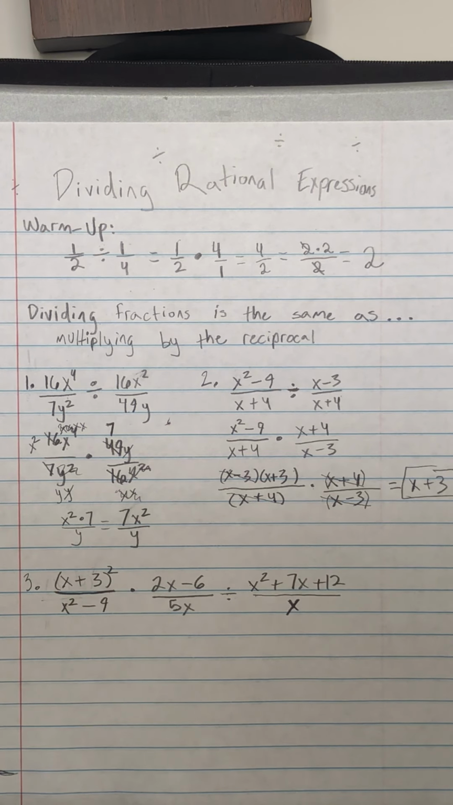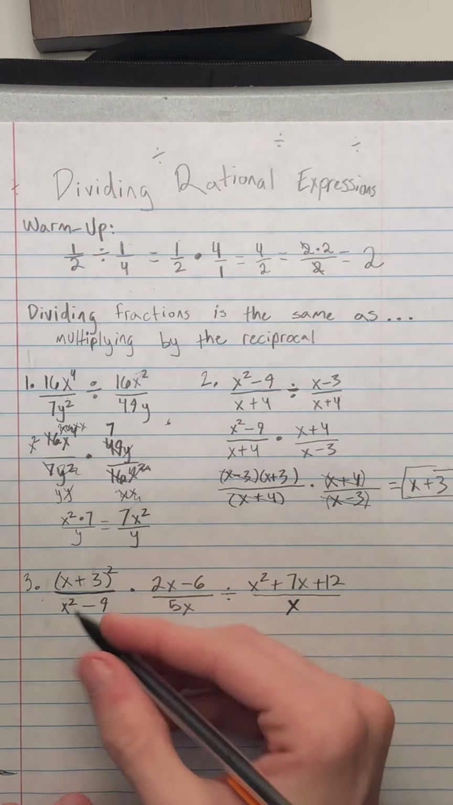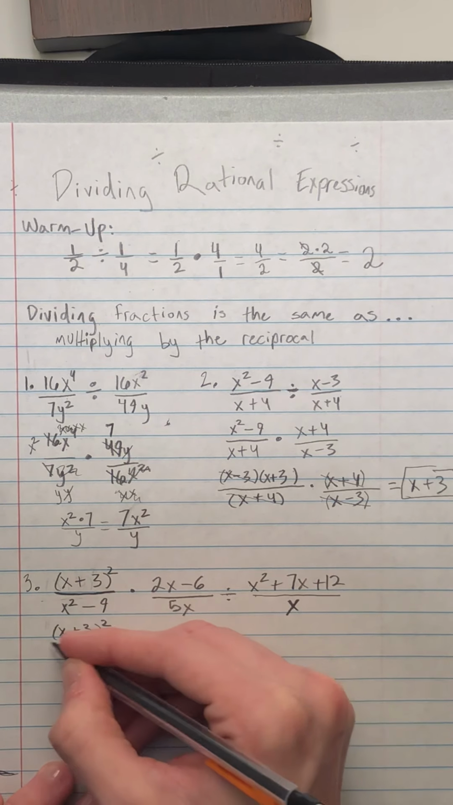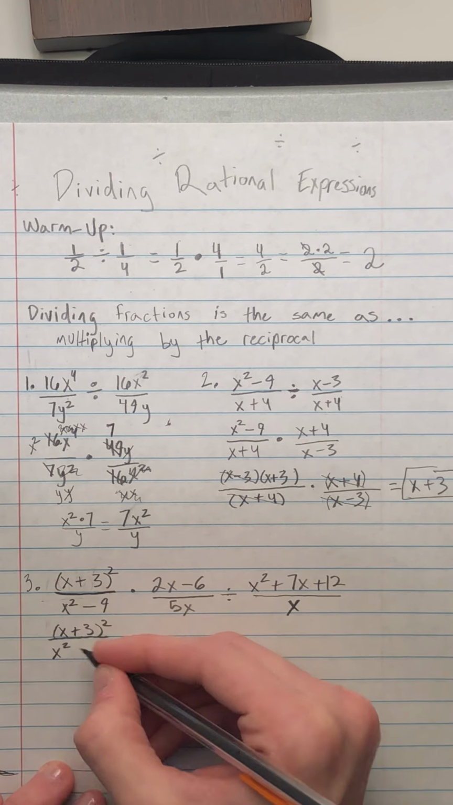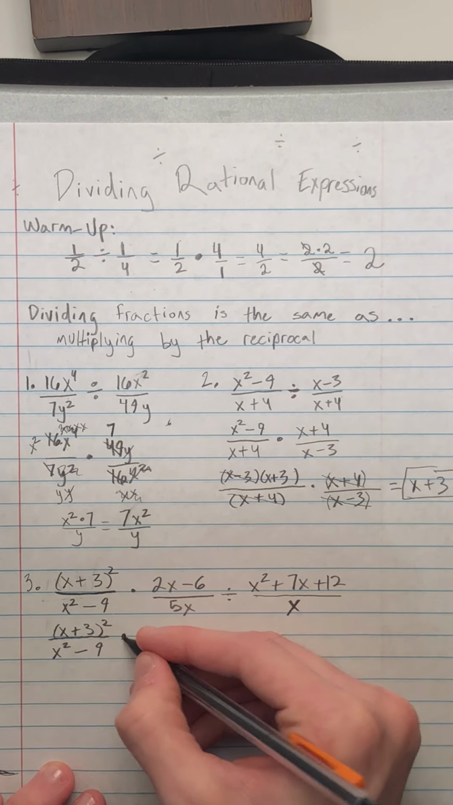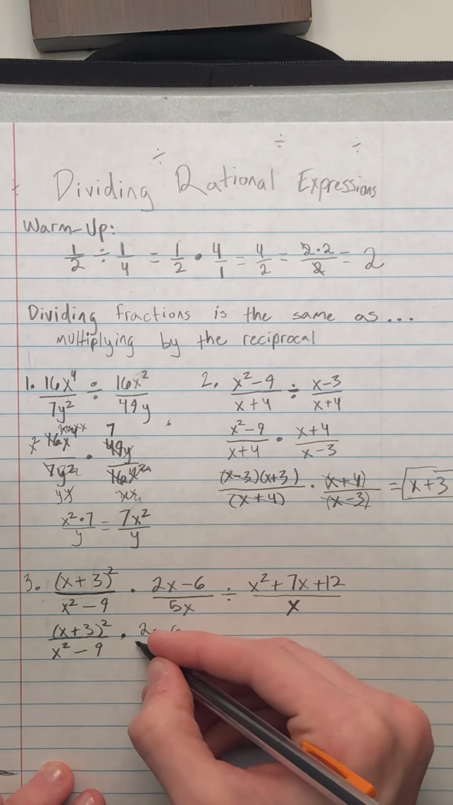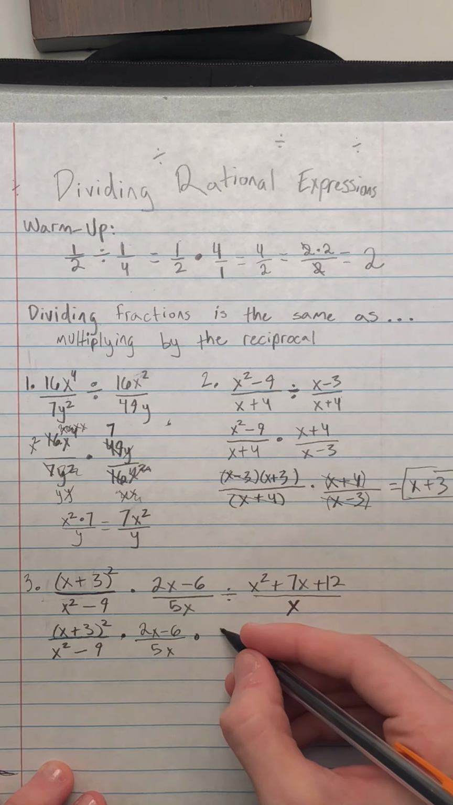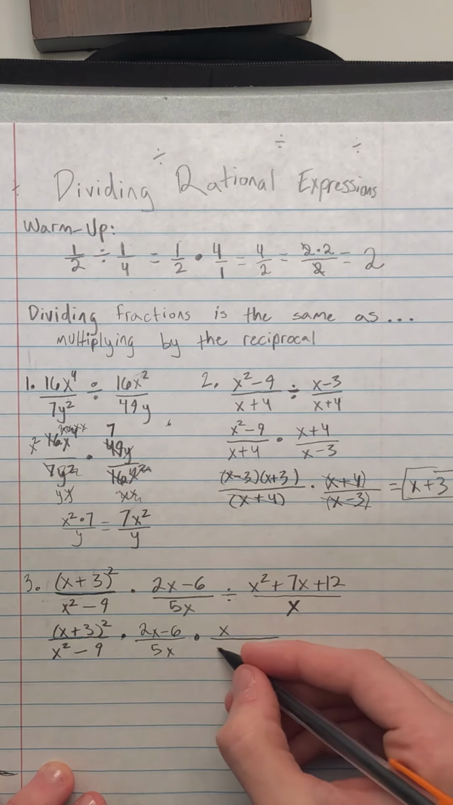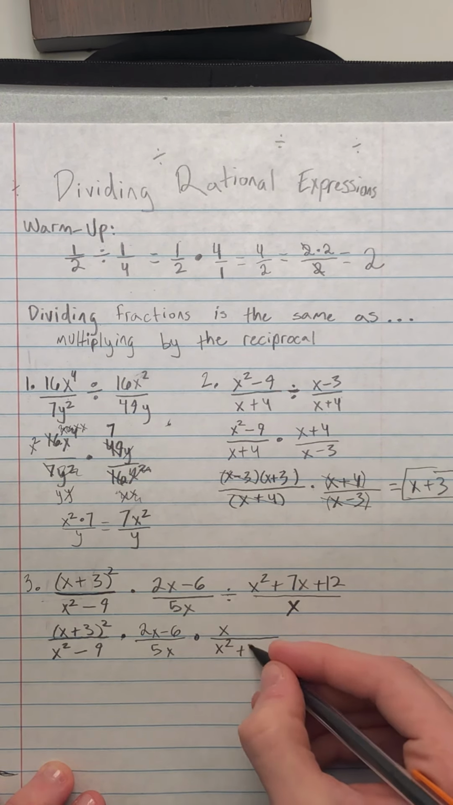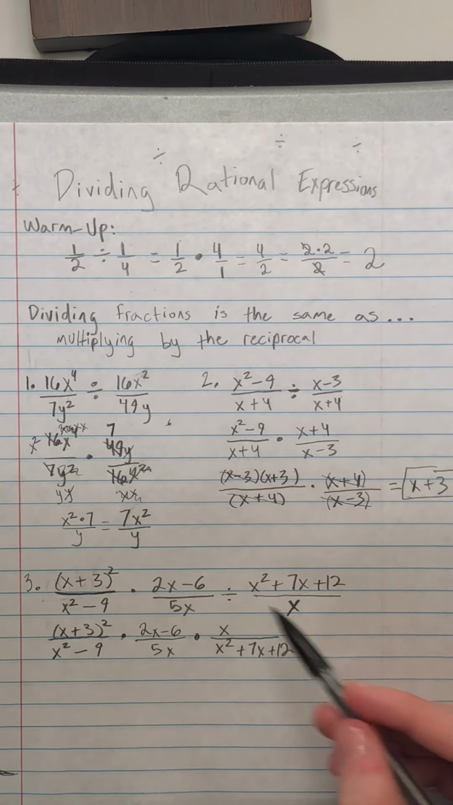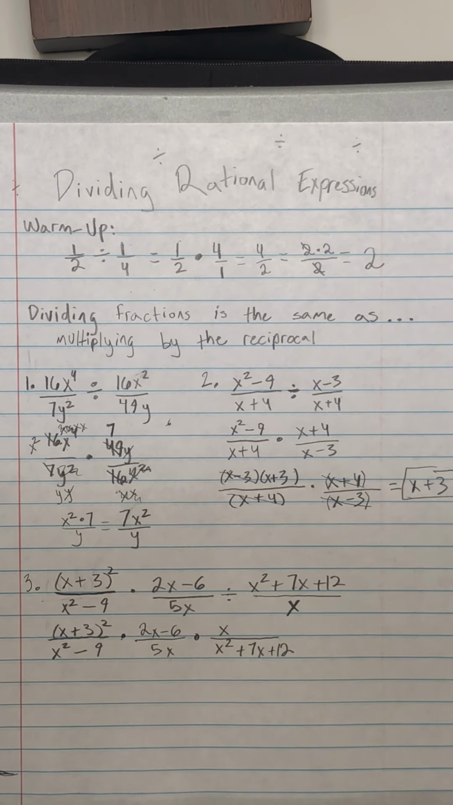So first thing, is there any division I need to flip? Yeah, that last part. So I really have x plus 3 squared over x squared minus 9 times 2x minus 6 over 5x times x over x squared plus 7x plus 12. Notice I am now, instead of dividing, multiplying by this fraction's reciprocal.